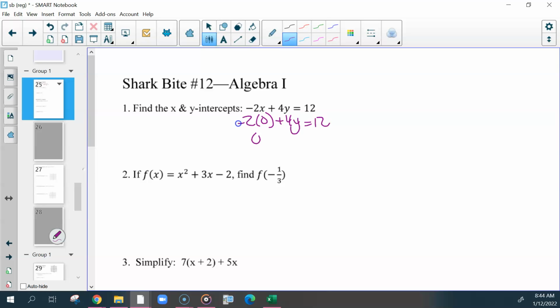which gives you 0. And then you could really just skip to 4y equals 12, divide both sides by 4. So y equals 3. But you should be putting those in ordered pairs. And then you could do the same thing for the other one.